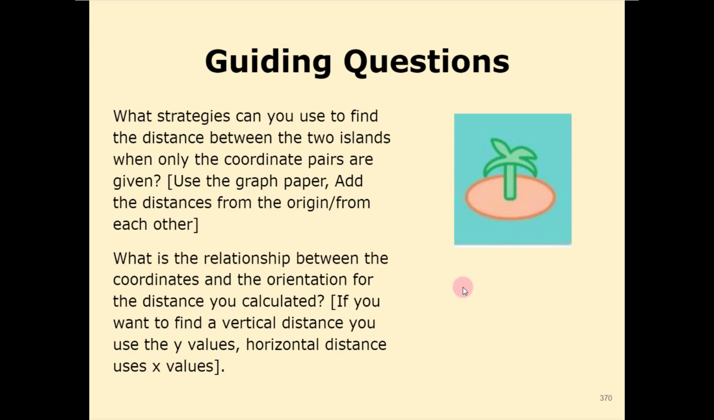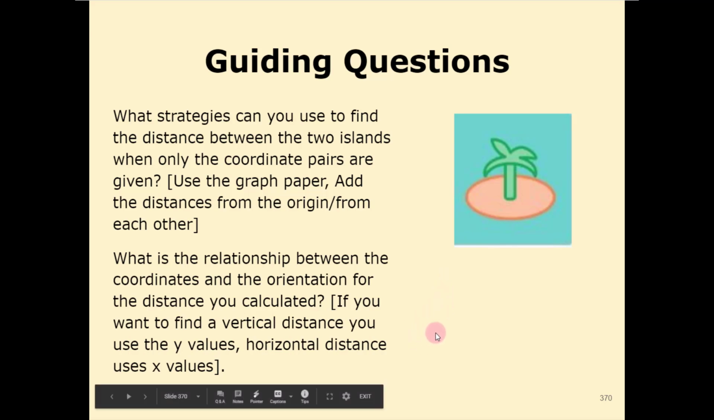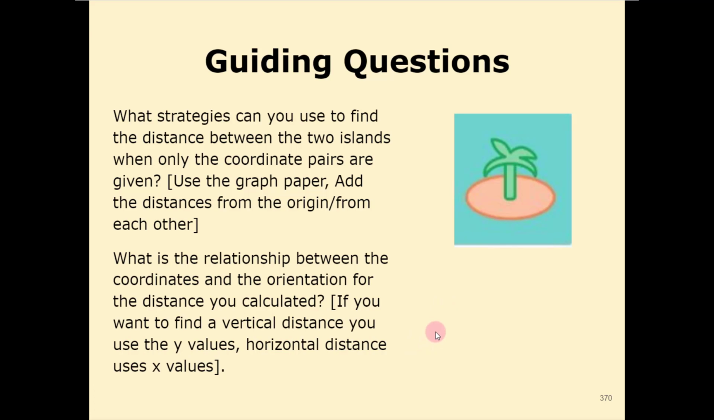So here are some guiding questions that I would use during the lesson. What strategies can you use to find the distance between the two islands when only the coordinate pairs are given? You can use the graph paper. You can add the distances from the origin or from each other. You're always looking for a positive value. I don't think students in 5th grade have even started to add negative numbers, so we're just really talking about distances. What is the relationship between the coordinates and the orientation for the distance you calculated? If you want to find a vertical distance, you're going to be using the y values, and horizontal distances, you're going to be using the x values.